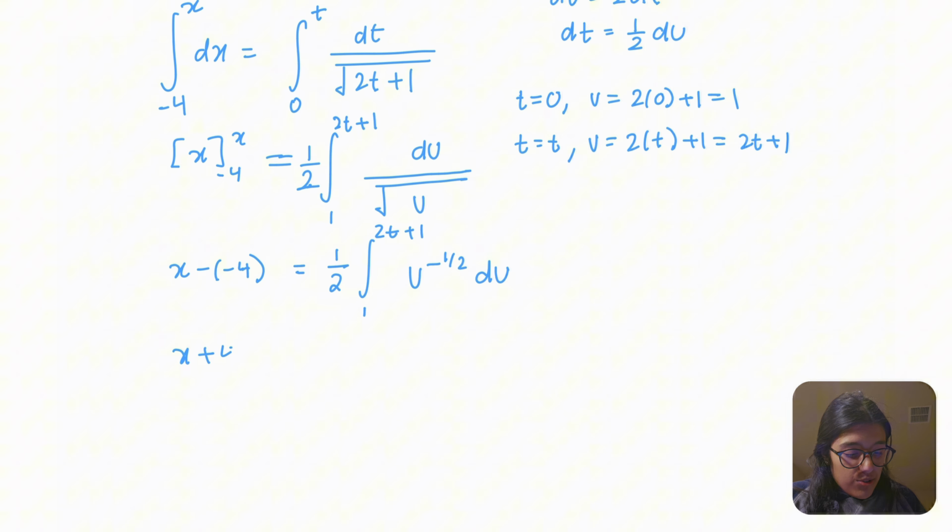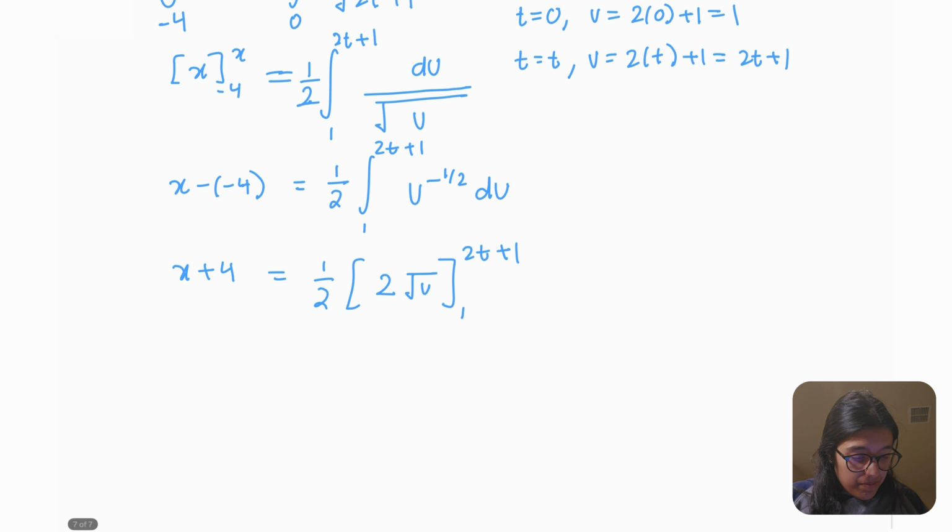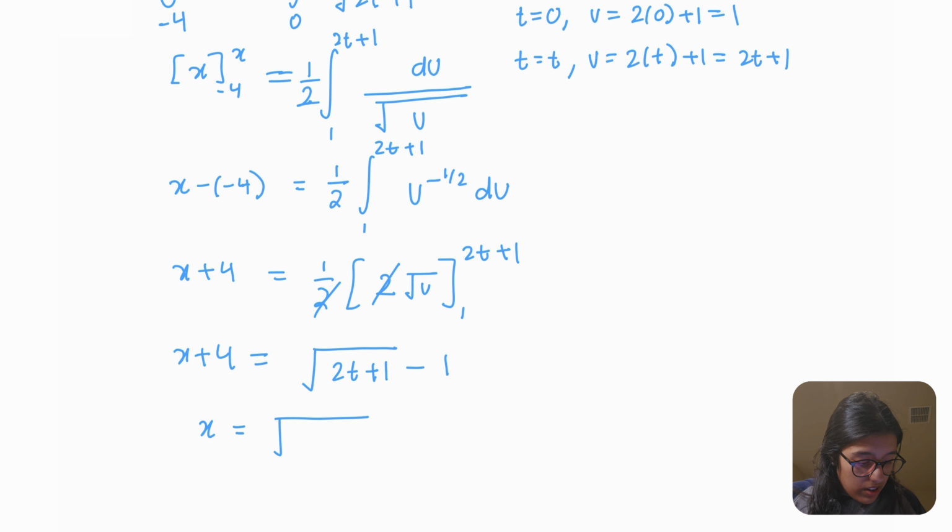Left side becomes x plus 4, right side becomes 1/2. And now we are ready to take the integral, so I can do 2 square root u, and the bounds are the same. Left side stays the exact same. Right side, we can actually cancel these 2's. And if we plug in the bounds, we get square root of 2t plus 1 minus square root 1, and square root 1 is just 1. And finally, our x value is going to be square root of 2t plus 1 minus 5.